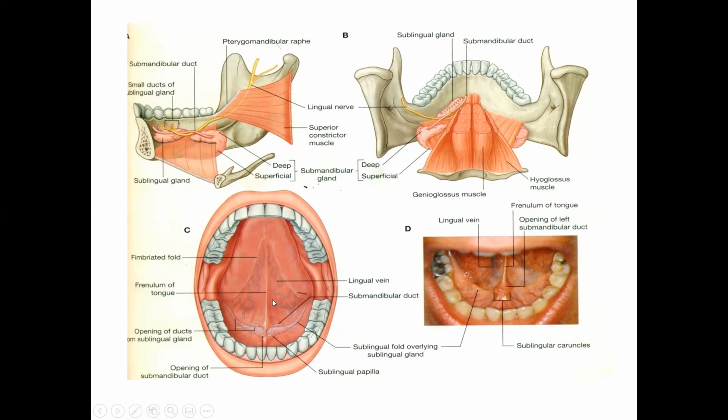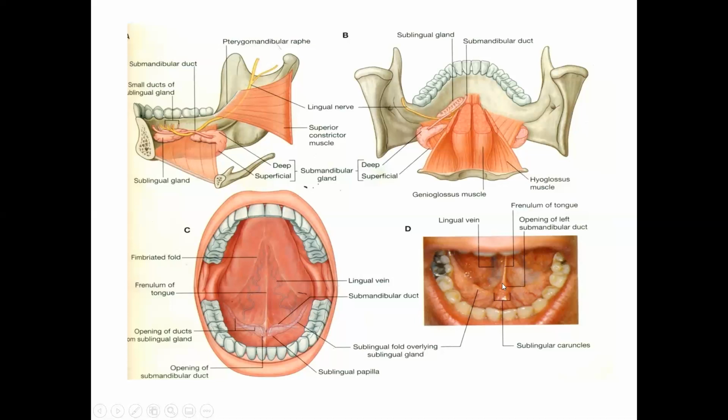Now you can see here, anterior to the frenulum, there is an opening of the ducts. This is the sublingual papilla. In the sublingual papilla, we have the openings of the ducts of the submandibular gland and the sublingual glands. You can see here these are the folds of the mucous membrane that covers the ducts of the sublingual and the submandibular glands.